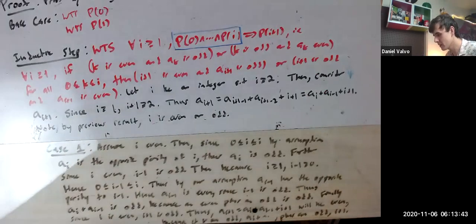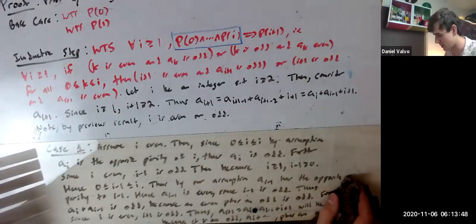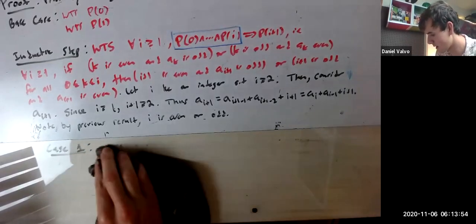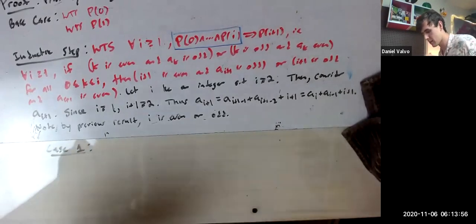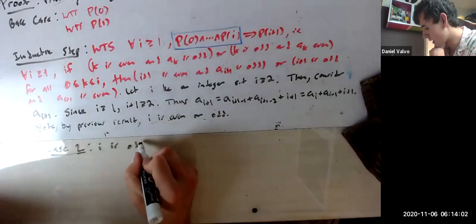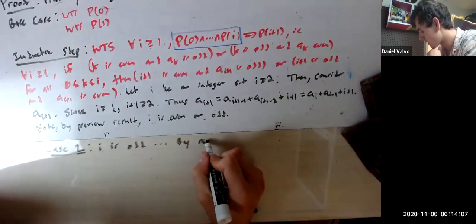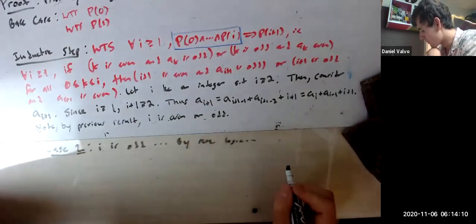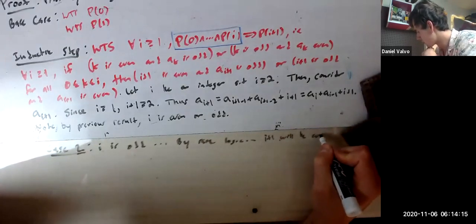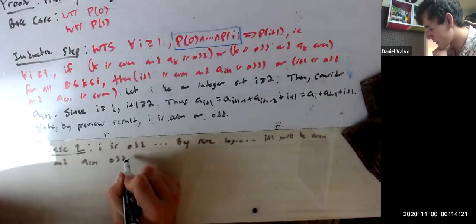And so what I'm going to do is I'm going to just erase this. That's okay. And I'm going to say we're going to have a case 2. I is odd. And by the same logic, I plus 1 will be even, and AI plus 1 odd.